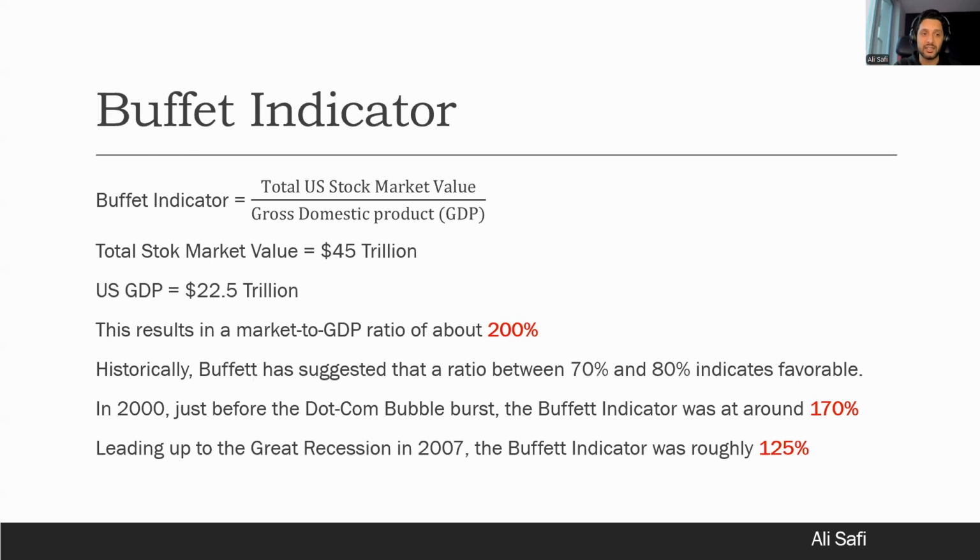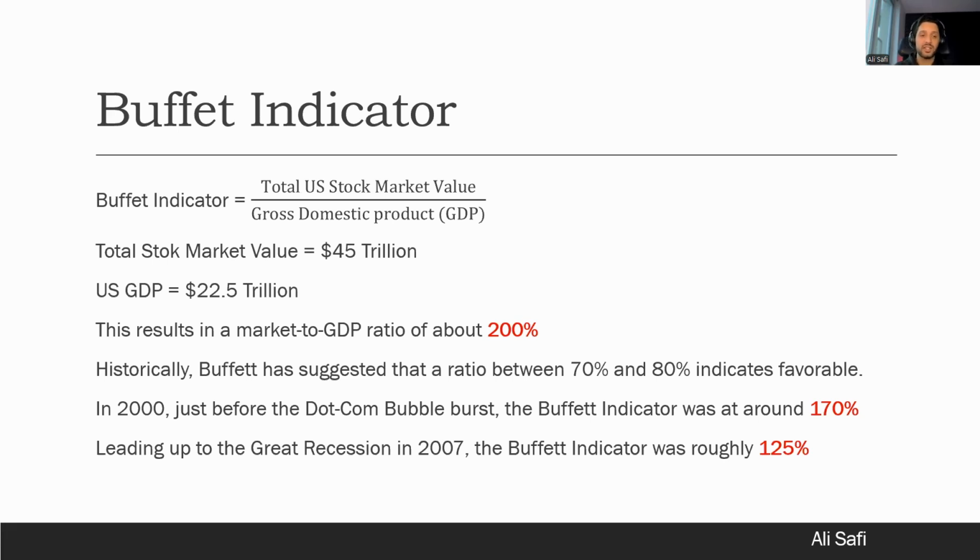All right, let's start with this guy, Warren Buffett, my favorite one. I know he's going to be your favorite as well. So Buffett has an indicator, which is the Buffett indicator. And it's pretty simple: the US stock market value divided by GDP, gross domestic product. Total US stock market value is 45 trillion, and US GDP is 22.5 trillion. If we divide these two, we get to 200%. And a 200% Buffett indicator is a lot. This ratio is a lot.